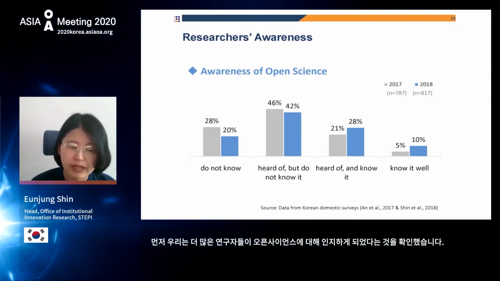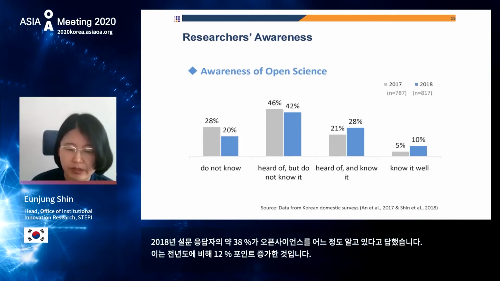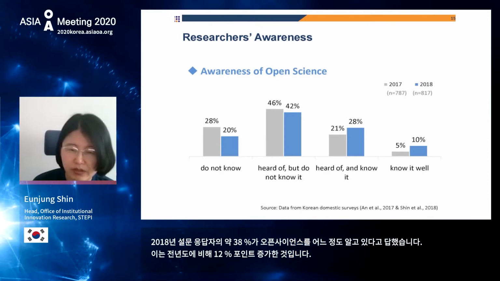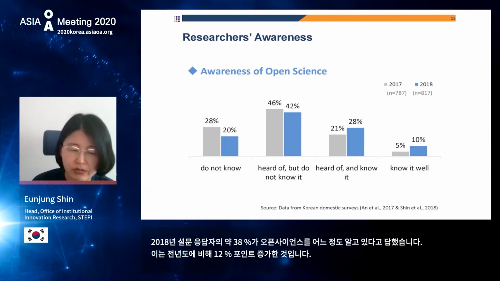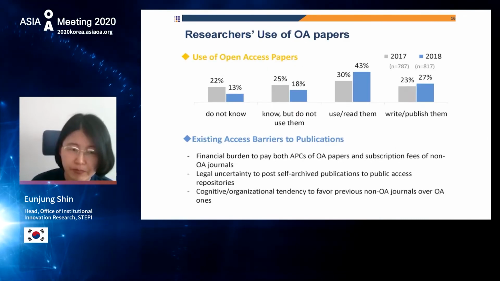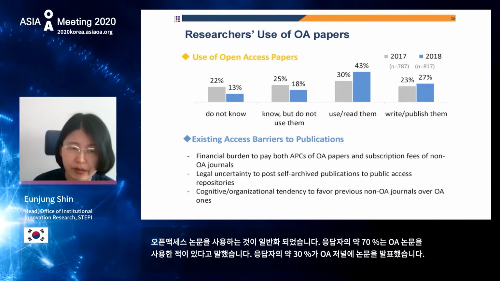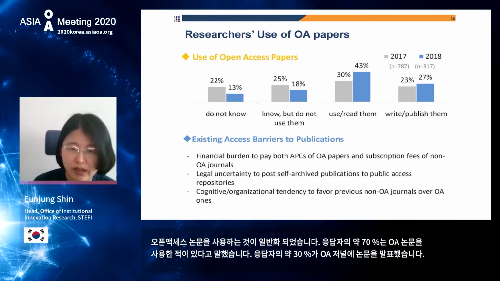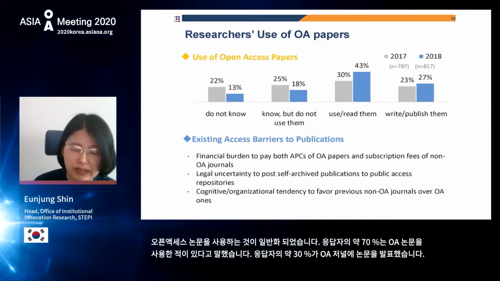First of all, we identified that more researchers are becoming aware of open science. As you can see here, in 2018, about 38% of survey respondents said they know open science to some extent. That's a 12 percentage point increase compared to the previous year. Using open access papers has become much more commonplace. About 70% of respondents said they had once used open access papers. Among them, about 30% had published papers in open access journals.